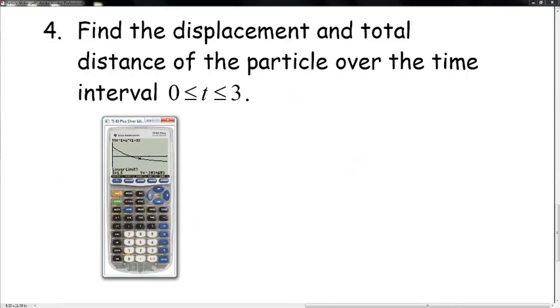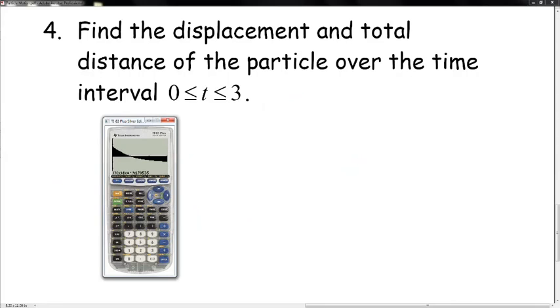My lower limit is 0 for my interval. My upper limit is 3. And so there it shades in. And so you're going to get a displacement of negative 0.417. And so your displacement you can just write down as negative 0.417. So now let's talk about the total distance. Well, that's going to be the absolute value.